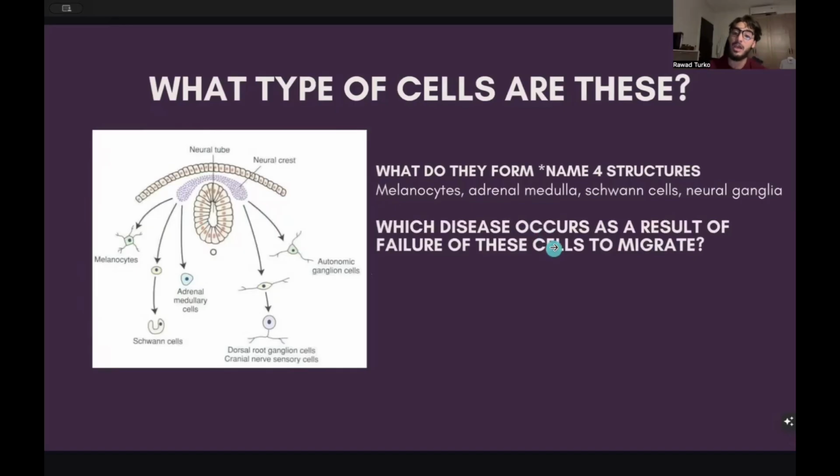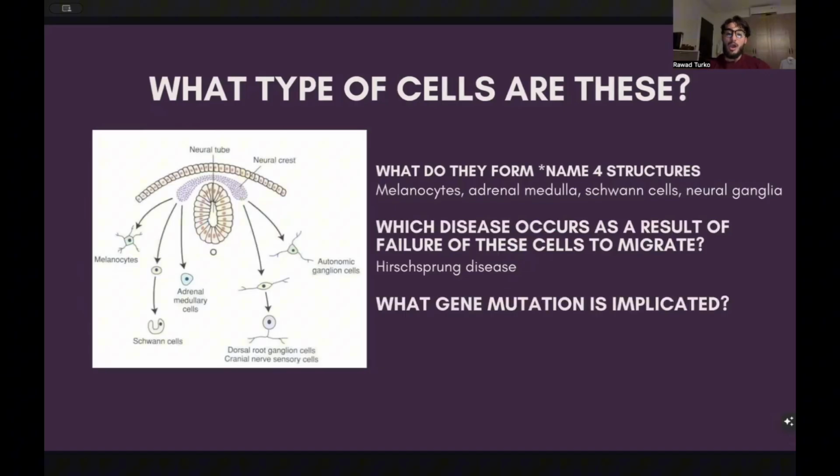Okay, now which disease occurs as a result of a failure of these cells to migrate? Now there's a bunch of different diseases that you can think about, but there's one really main classic disease that you should know. That's Hirschsprung disease. Okay, so what's Hirschsprung disease? This is colonic mega dilation, I guess, because of a failure of these neural crest cells to migrate, which forms basically atony of the distal gut, and that forms an oversized megacolon. What gene mutation is implicated in Hirschsprung disease? That's the RET gene mutation.